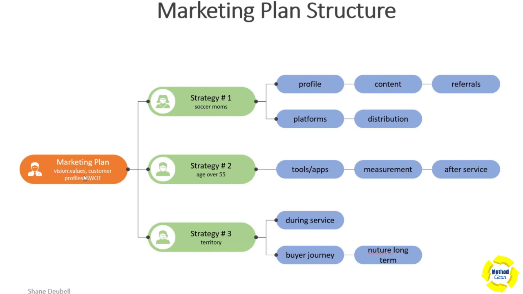Once we start to fill out who we are and what our goals are and what we're about, then we can start to come up with some strategies. And these are just examples, and each of us is going to have a different one. I just threw these out. It can be whatever you want: soccer moms, the over 55 crowd, a territory, a geographic area.